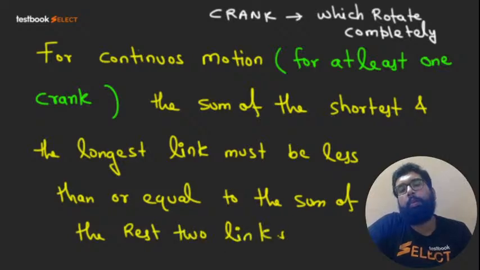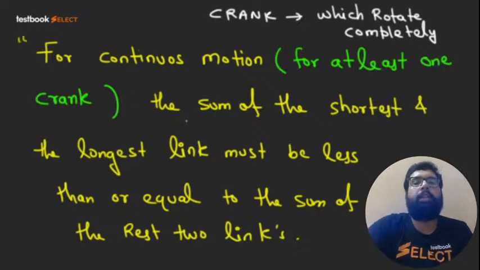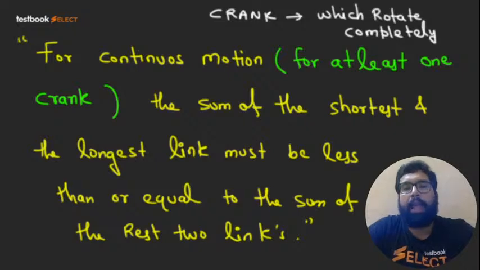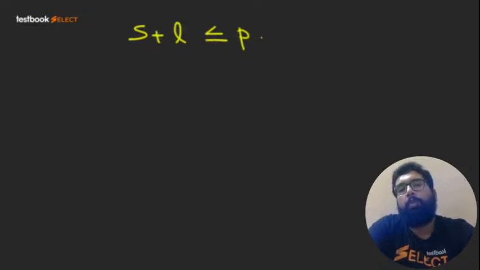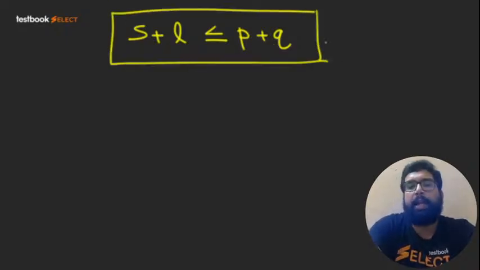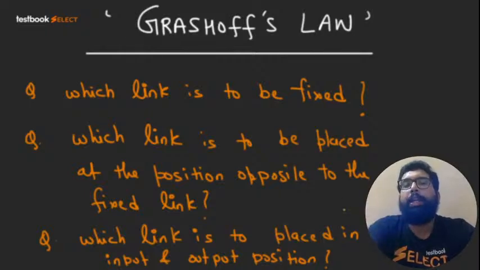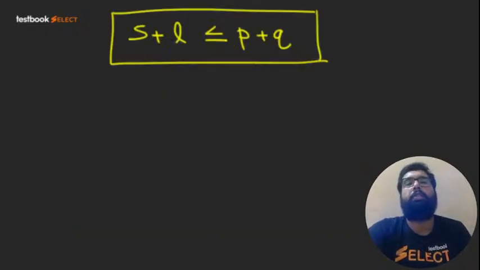So for continuous motion means if we want at least one rotation, or at least one crank, the sum of the shortest and the longest link must be less than or equal to the sum of the rest two links. So this is what we call the famous Grashoff law. And by using this Grashoff law, we will be answering all these questions that are written here. So all these questions will be answered by using Grashoff law. Very useful law, very interesting law, my dear. So we'll be understanding it.